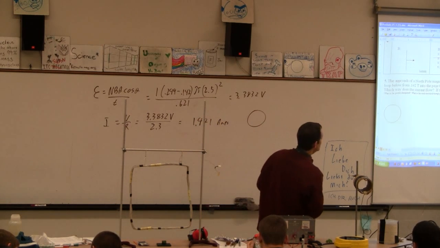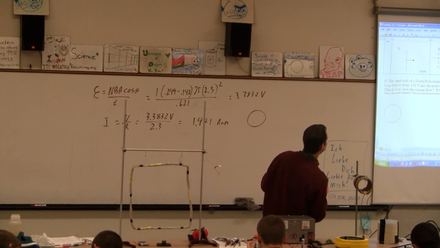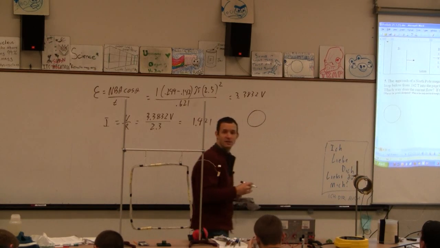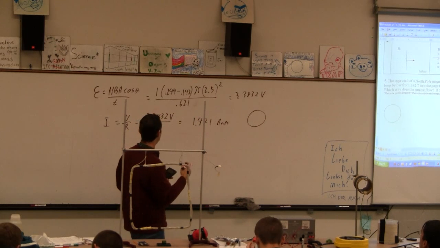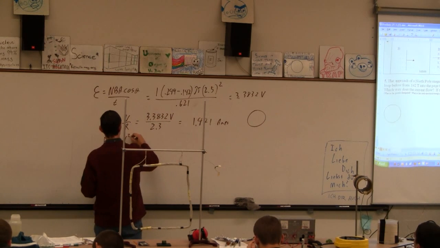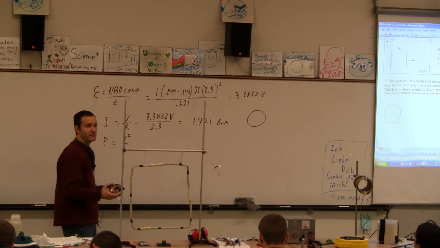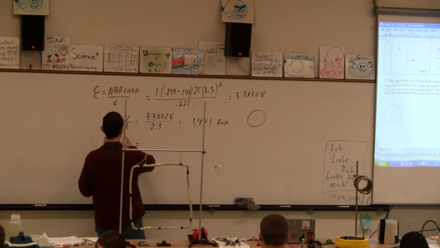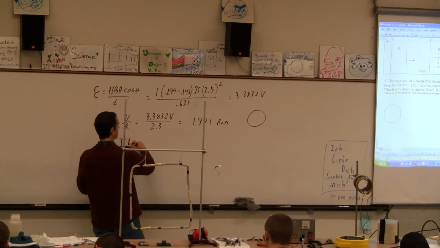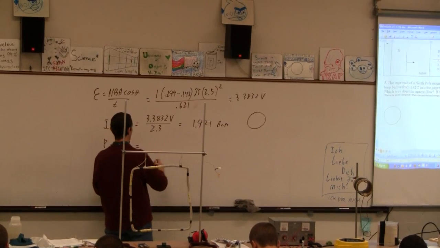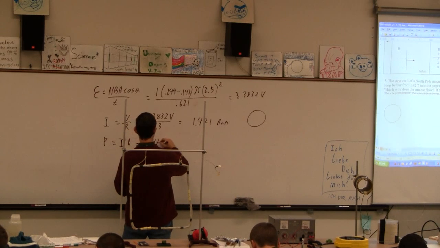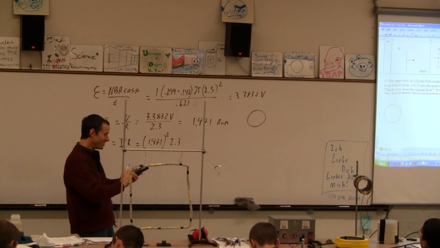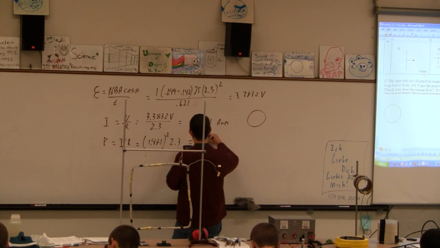Then it says, what is the current that flows? Then it says, what is the power dissipated? Well, power is easy, right? There's lots of ways to do it. You could use I times V, or V squared over R. Actually, I'm going to use I squared R, because I've got the current on my calculator right now. Times 2.3. Remember, the watt is the unit of power.